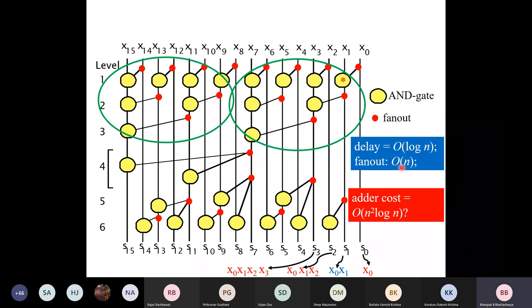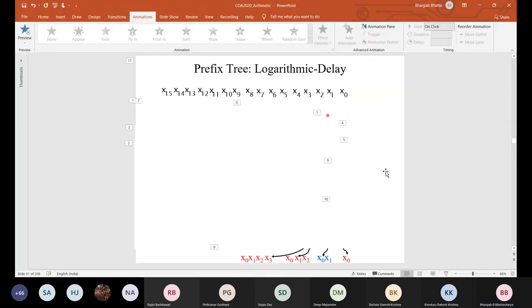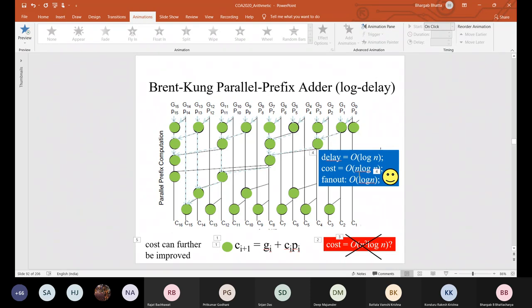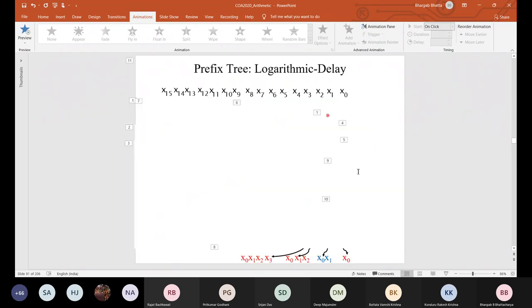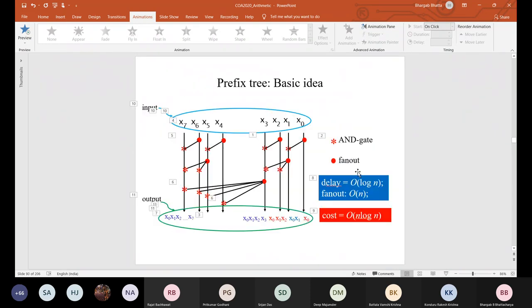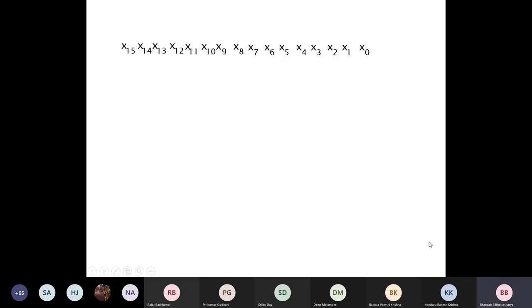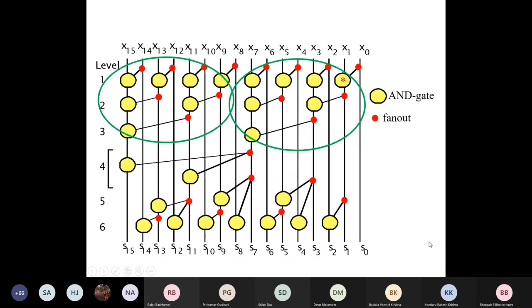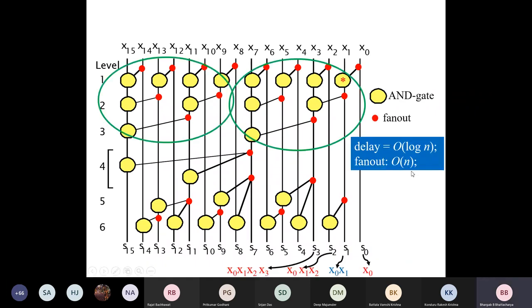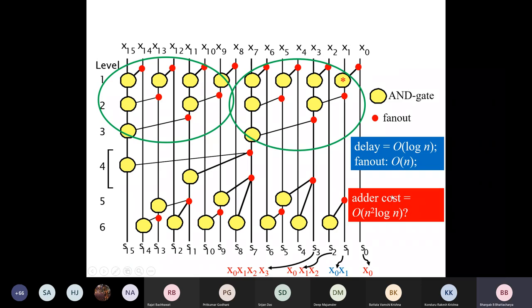Yes, I made a mistake here. Here this fan out should be log n. Sorry. Okay, I'll make this correction later. This fan out should be log n. Okay, now let us re-examine that.